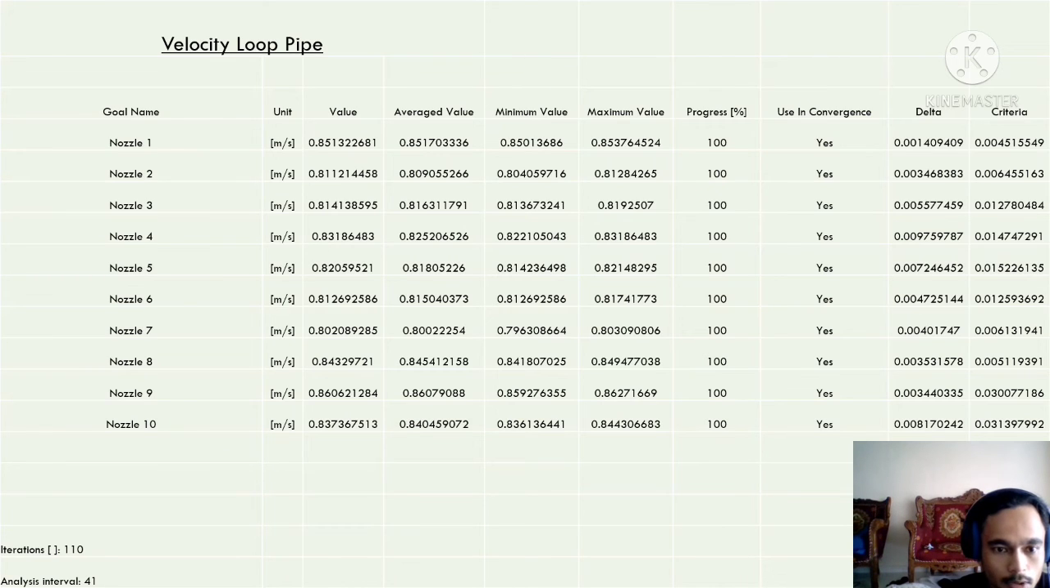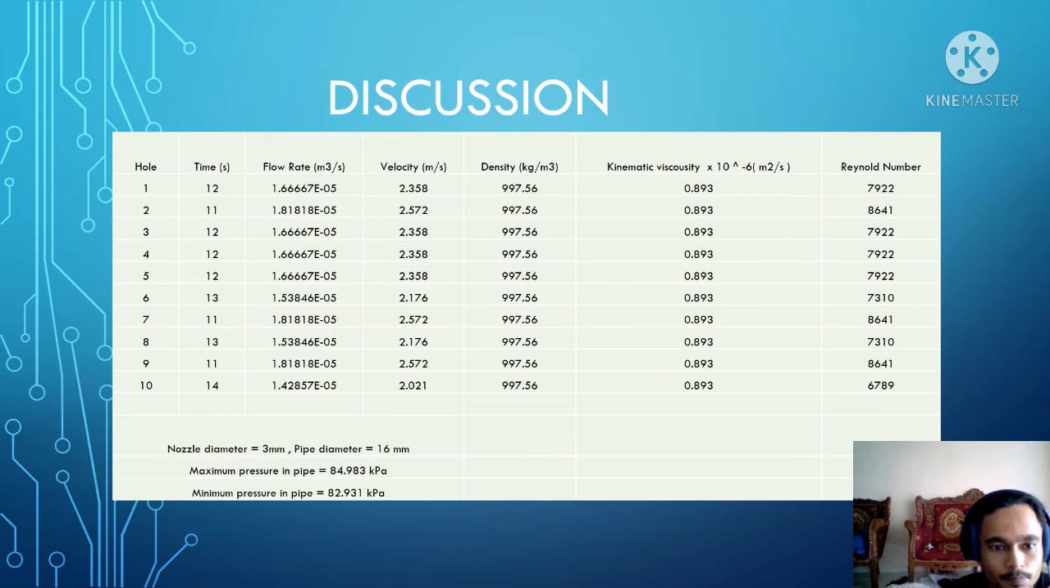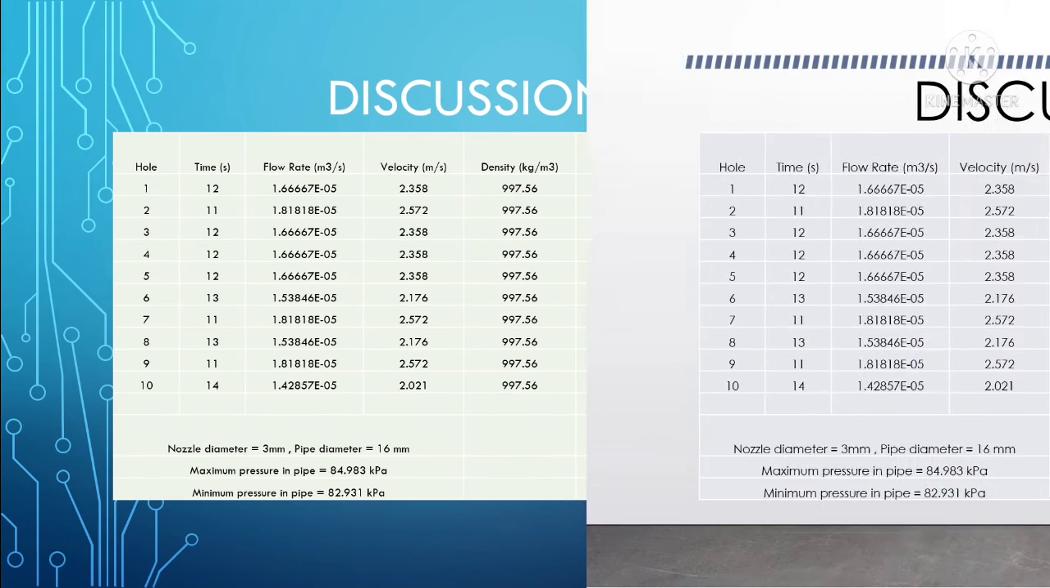So the difference in velocity is 0.2 meter per second between loop pipe configuration and the straight pipe configuration. That's all from me. Thank you.